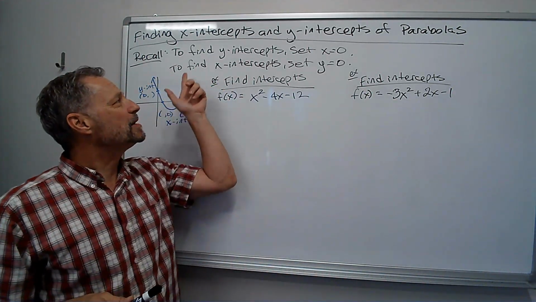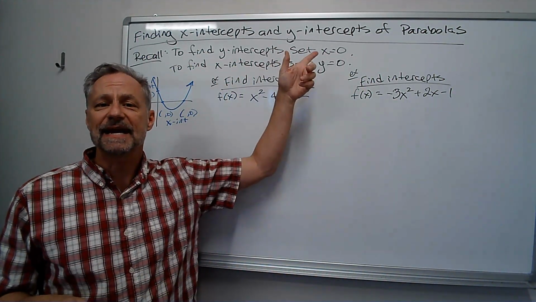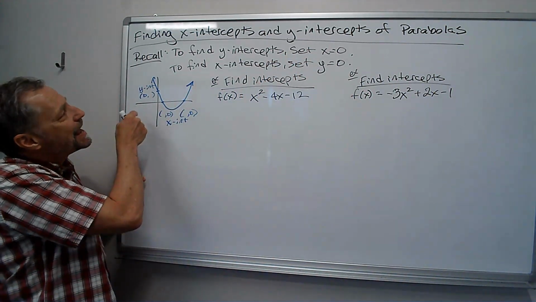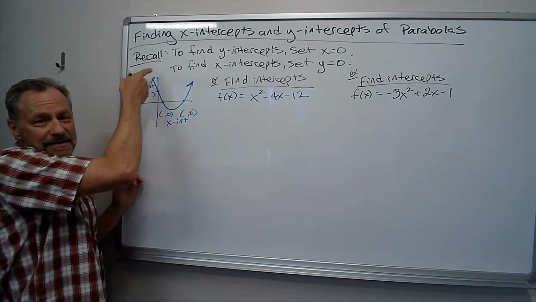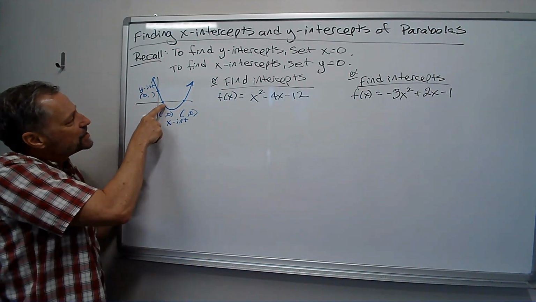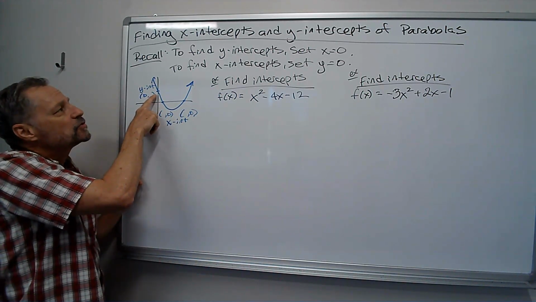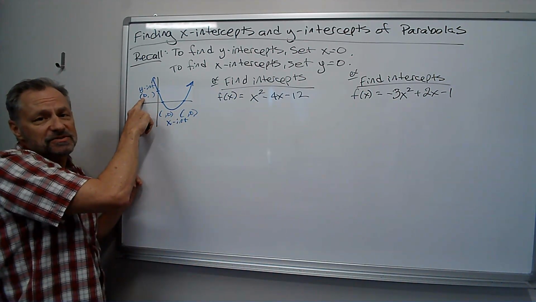Okay, so remember to find the y-intercept, we just set x equal to 0. And look at this graph. Here's a graph of a parabola, and the y-intercept is where it intersects this line, the y-axis. And notice you have to have an x value of 0. So it's 0 comma something. So to find this, we set x equals 0 and we solve.